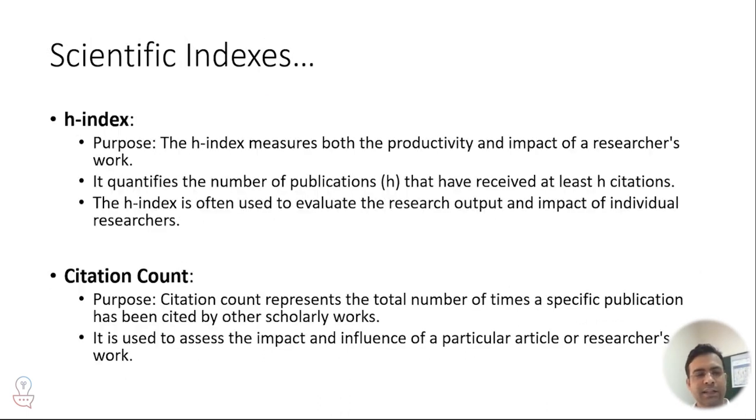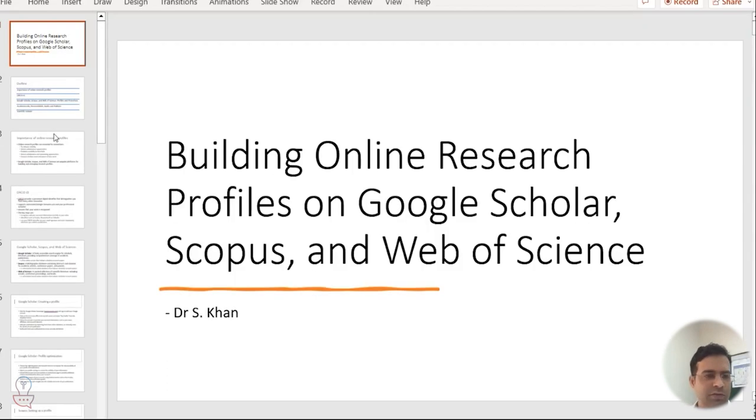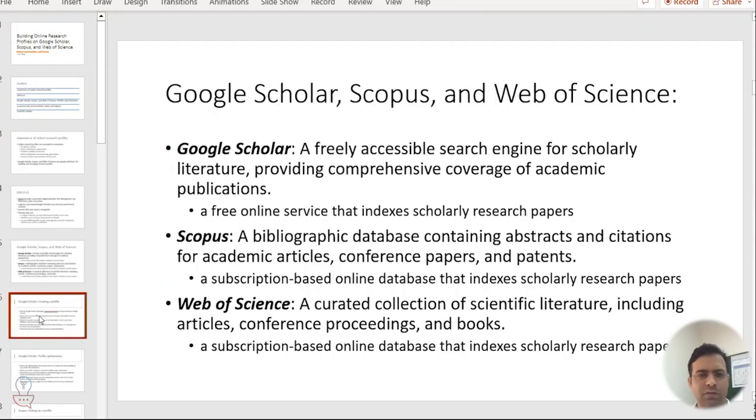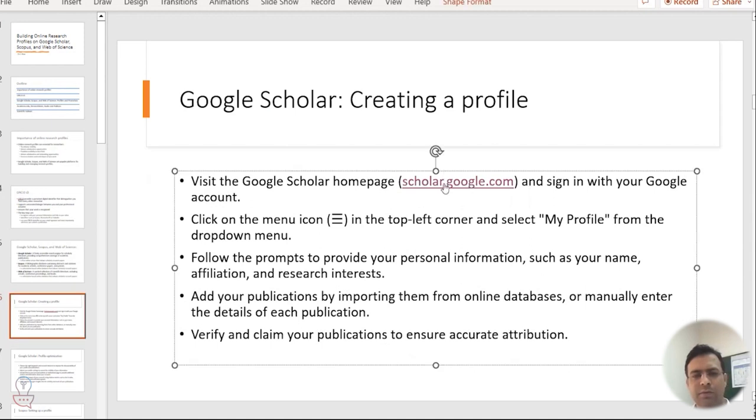Then H index and citation count, this is for a researcher, not a journal. So it's for a particular researcher. H index measures both the productivity and impact of the research. I'll come back to this one within a second. First, let me explain citation count. Citation count represents the total number of times a specific publication has been cited by other people. So for example, if I published one article, how many times has this particular article been cited. And for H index, I will just go back to Google Scholar to explain this one. It's much easier to explain from there.